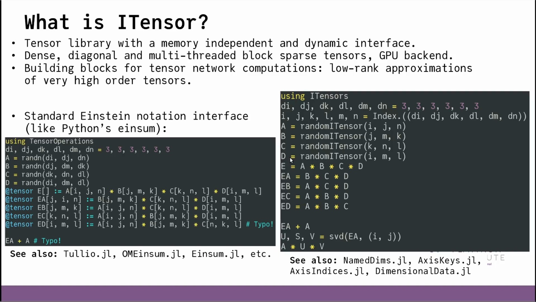ITensor solves this problem by storing labels which have unique identifiers in the tensors themselves. So then ITensor knows which dimensions to contract with each other, and you can have a very simple interface for writing tensor contractions where you're using the same tensors over and over.